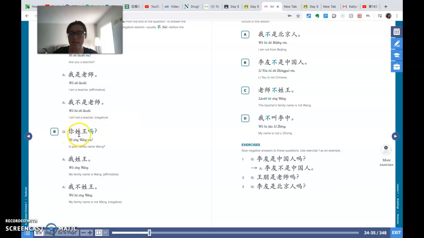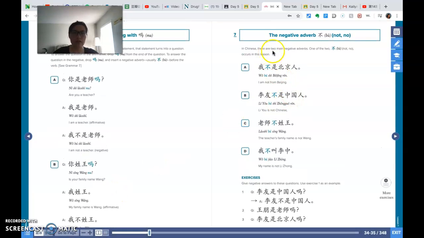Next one. 你姓王吗？你姓王吗？我姓王，我不姓王。Okay, where do you put 不 if you want to make the sentence negative? Yes, you put it in front of the verb. So you can say 我不姓王. It's the reverse way as English. English you will say I am not. But in Mandarin you will put I not in the verb. 我不姓王. Okay, so very easy. The negative verb 不. So you put 不 in front of a verb.